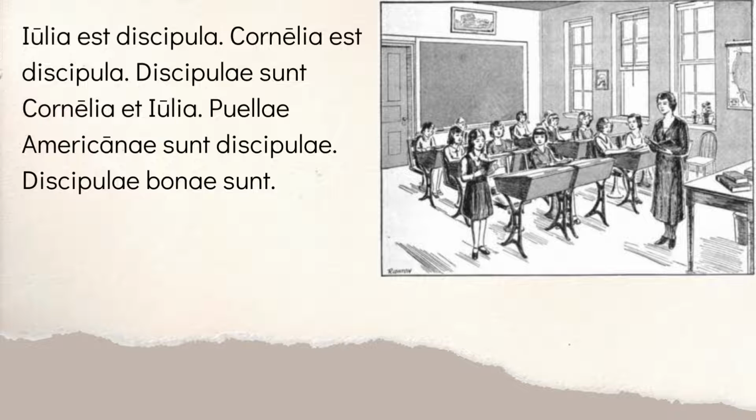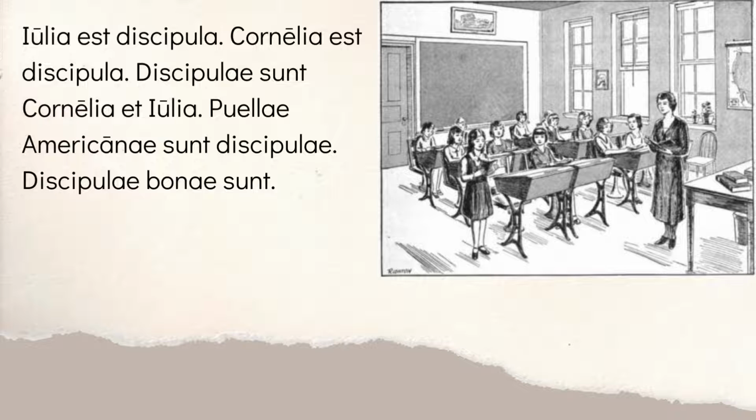Or another way you could translate it is Cornelia and Julia are students. It's going to get you the same meaning either way. Then you have puellae Americanae sunt discipulae. Again, we've seen puella, singular, now we have puellae. And Americana, singular, now we have Americanae, plural. So when you say puellae Americanae sunt discipulae, you're saying the American girls, the puellae Americanae, are students, discipulae, right?